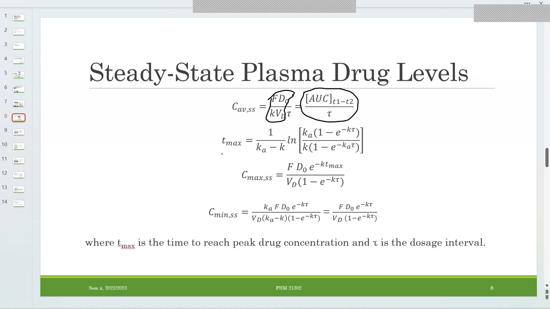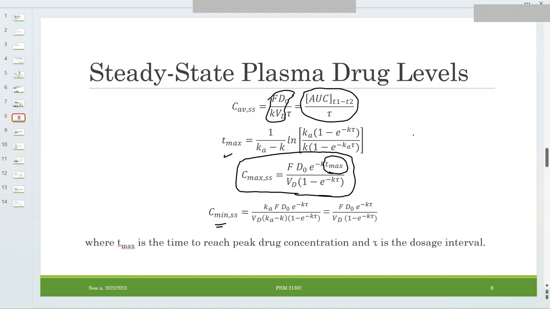Tmax, if you want to estimate Tmax at steady state, this is the equation. It's more complicated than before steady state, which we used in the previous lecture for single dose oral administration. And Cmax at steady state can be calculated using this equation. And the time here is Tmax definitely. So we need to calculate Tmax first. If we calculate Cmax, then we can calculate Cmin from it.